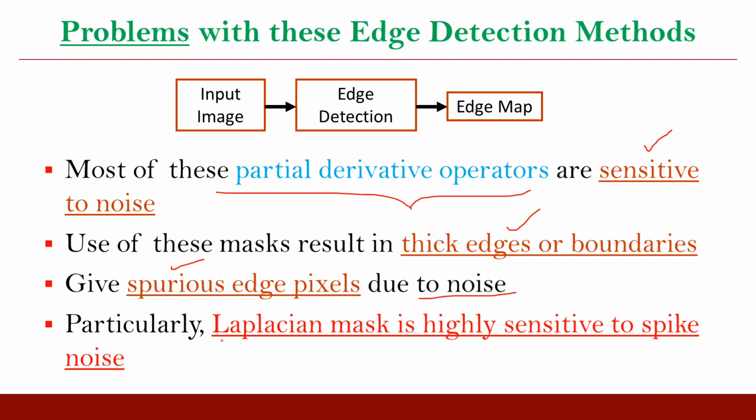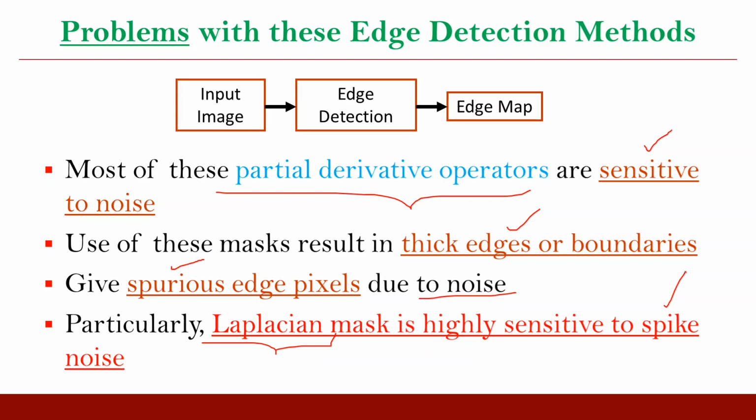Particularly the operators based on the second order derivative, as is the case with the Laplacian operator, are very sensitive to spike noise. One example of spike noise is salt and pepper noise. So if your image has salt and pepper kind of noise, then the Laplacian operator, which is based on the second order derivative, will perform very, very poorly.